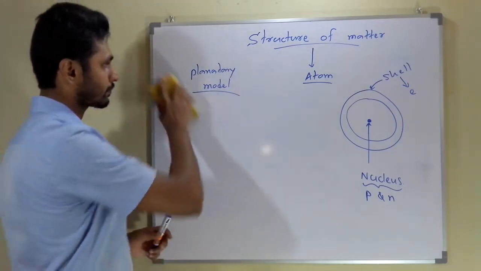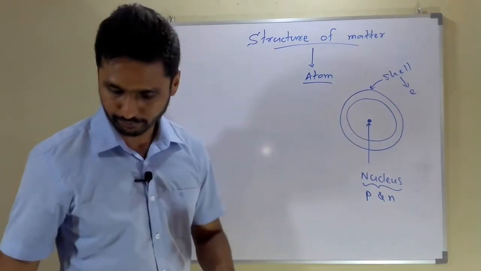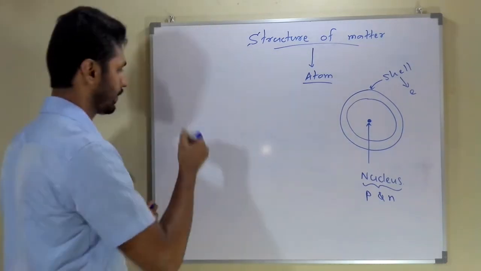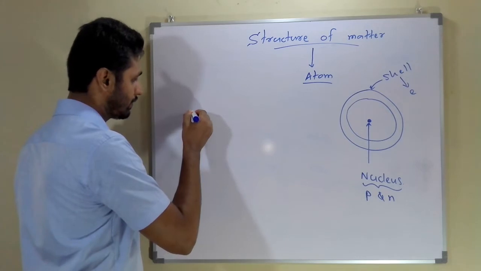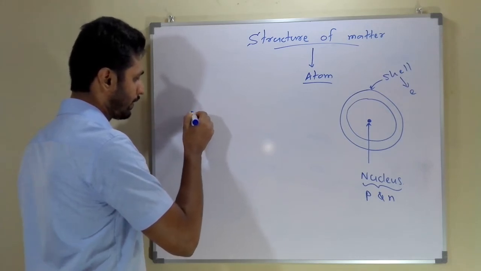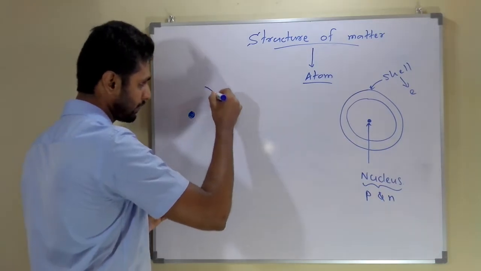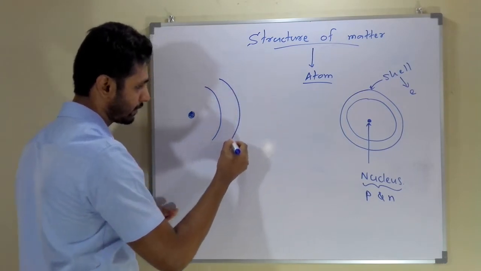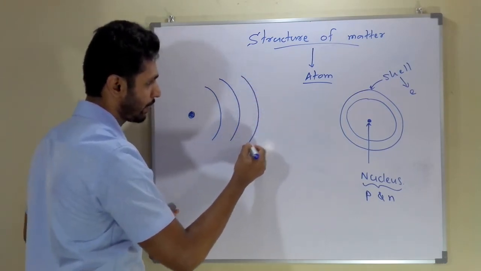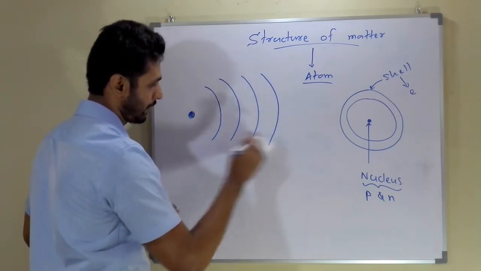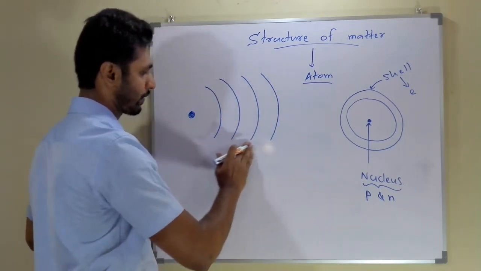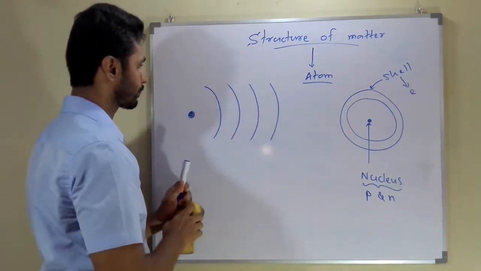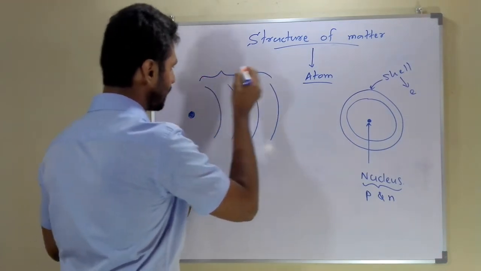And then we can discuss about the energy levels. Think this is the nucleus part, and this is the first energy level. There may be different energy levels, and this is the second energy level, third energy level, and fourth energy level. Think there are electrons around the nucleus. I will mark these as energy levels.